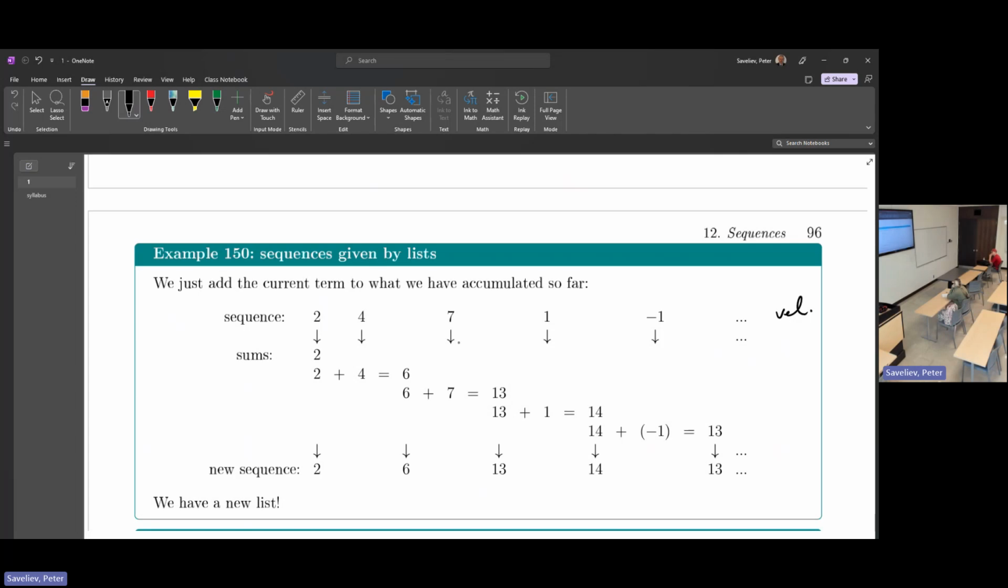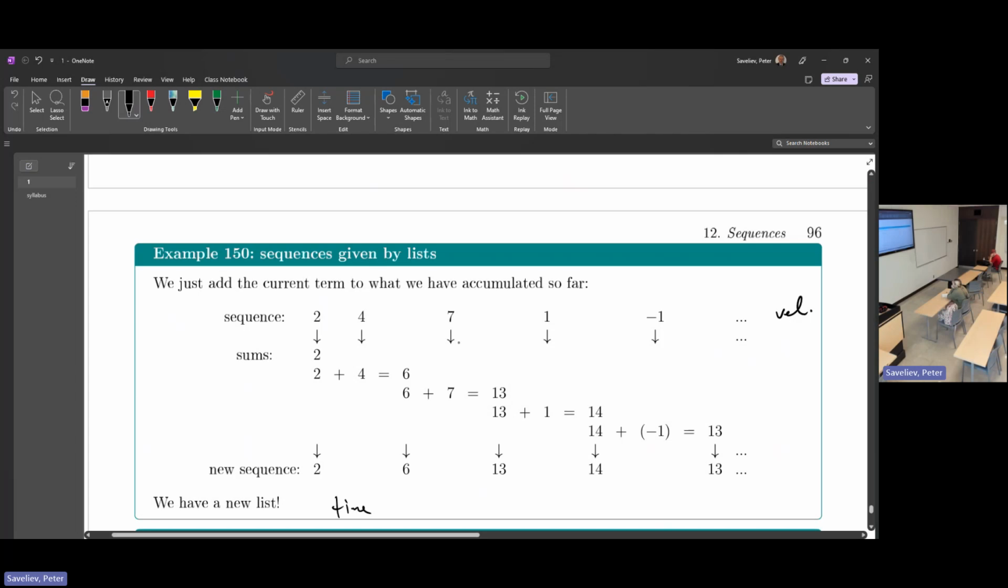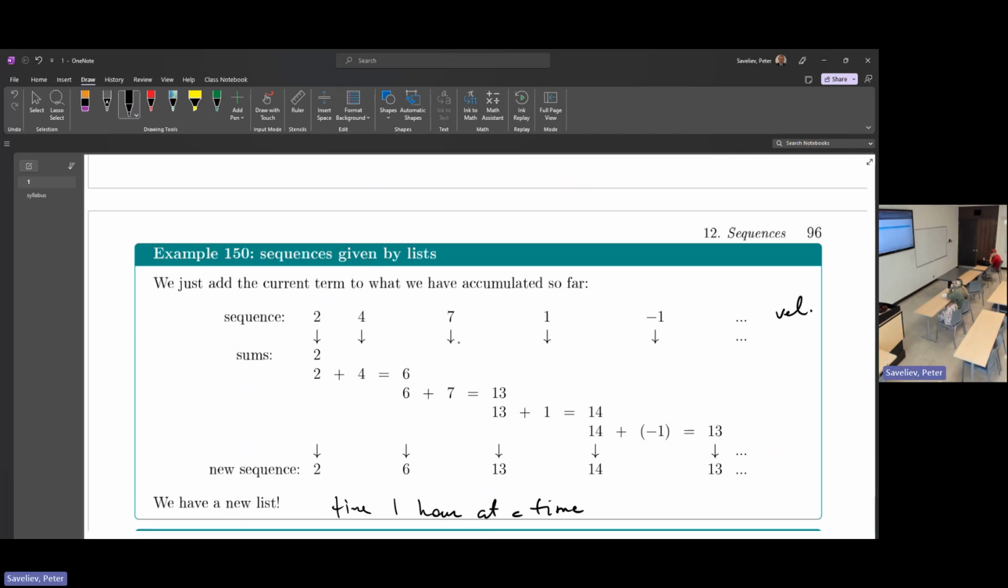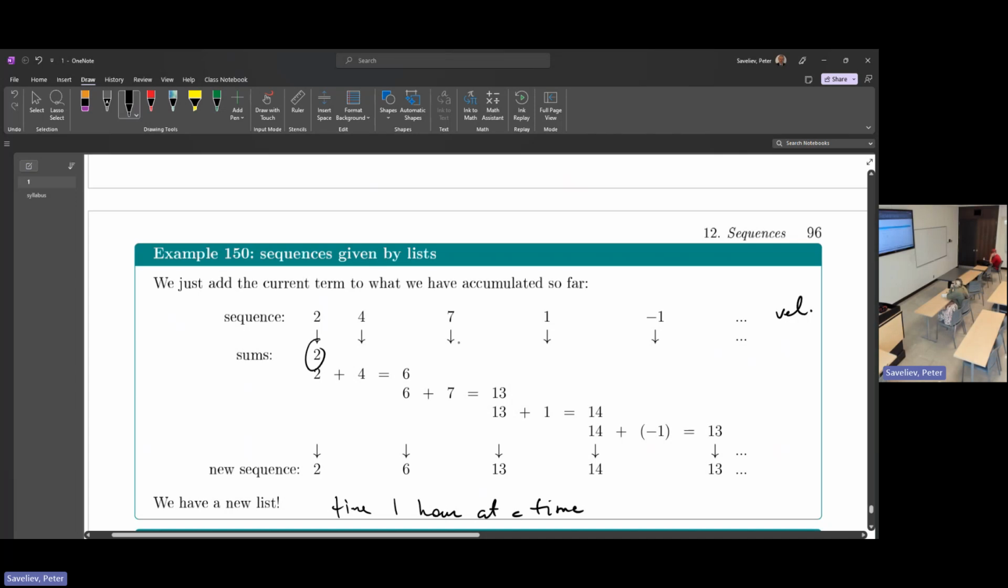What do we usually compute in calculus? If you know the velocity, what do you compute? Suppose time is 1 hour at a time. I was moving 2 miles per hour, then I'm at the location of 2. Then I'm moving 4 miles an hour, I added 4, and I'm at location 6. Then it is 7, I'm at location 13. In other words, we are computing locations from velocities, which is what calculus does anyway.